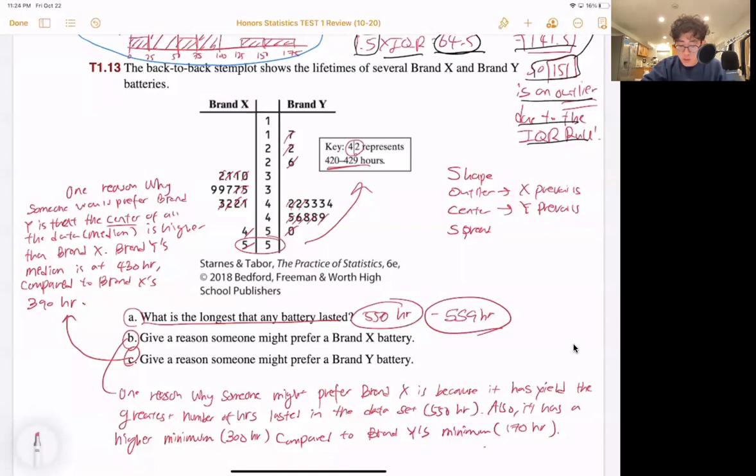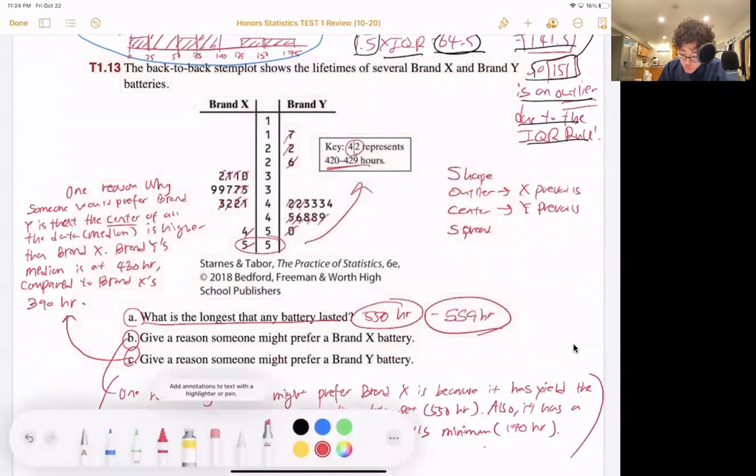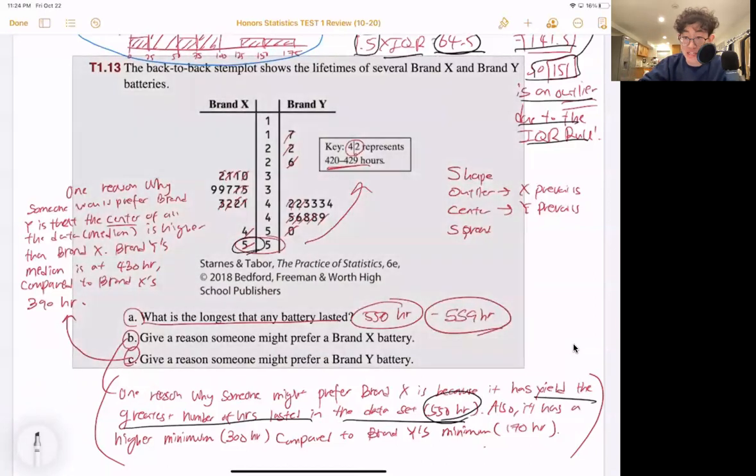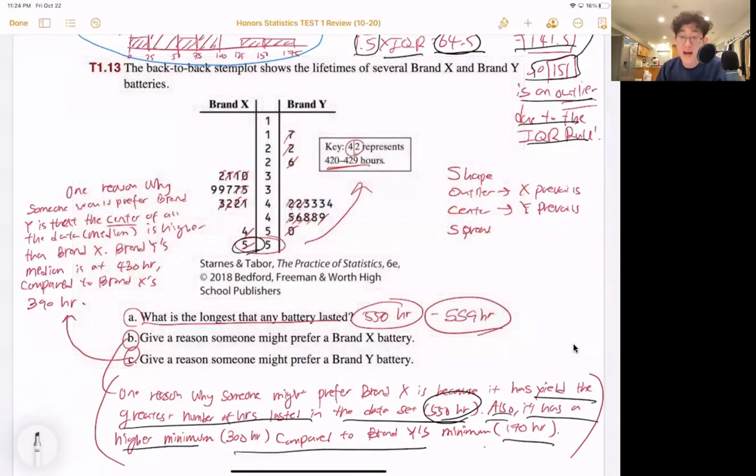Give a reason someone might prefer brand X. So this is the reason for brand X right here. One reason why someone might prefer brand X is because it yields the greatest number of hours in the data set. I told you why, and I told you also numbers. I like to see the data to support your argument. Brand X has yielded the highest maximum amongst all the batteries. Also, it has the higher minimum compared to brand Y's minimum.